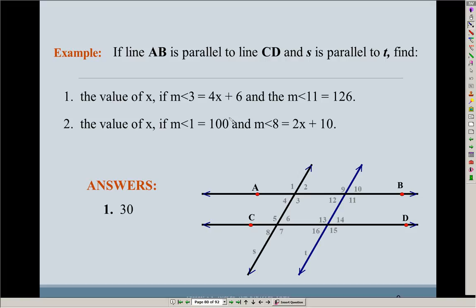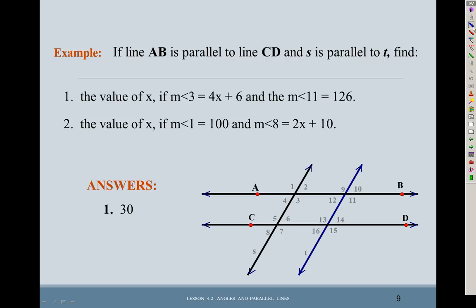How about if they give us the measure of angle 1 is 100 and the measure of angle 8 is 2x plus 10? These two angles are outside of the two lines and they're on the same side of the transversal. These are same side exteriors, which add up to 180. I can also see that angle 1 is obtuse and angle 8 is acute. Acute plus obtuse also adds up to 180.